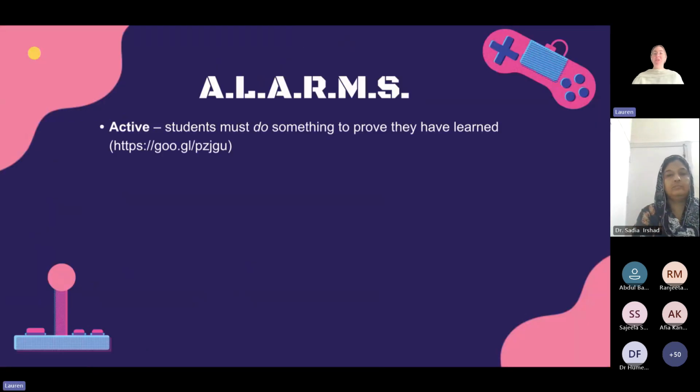Active means that students must do something to prove they've learned, right? In a most basic sense, students must successfully complete a final exam in order to prove they've learned. There are also a lot of other things that you can do to measure active learning, and I'll send out these slides to you later on so you can check out this link.